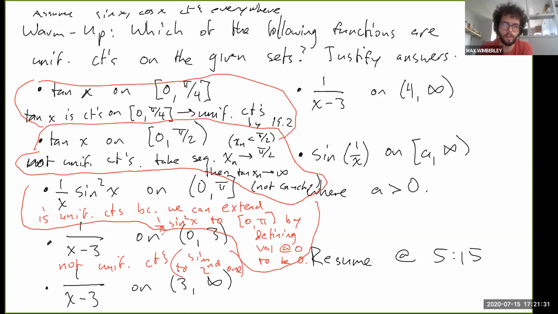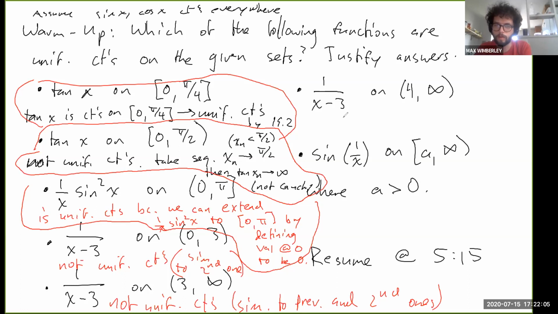Because it approaches negative infinity as x approaches 3 from the left, right? So you can take a sequence approaching 3, then the values of the function on the sequence approach negative infinity. So the original sequence is Cauchy, but the values of the function are not Cauchy. So that's bad. And then also not uniformly continuous, similar to the previous and the second ones.